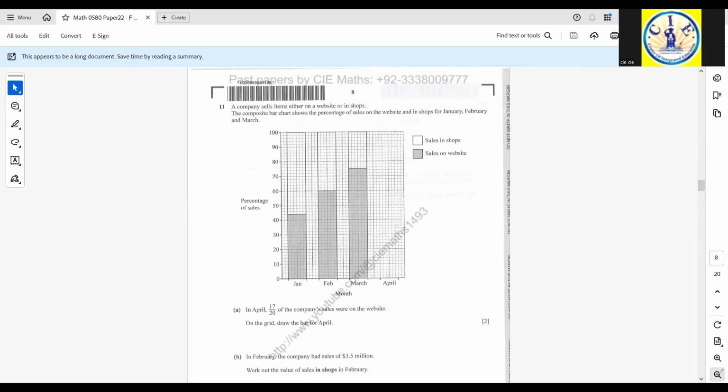Question number 11. A company sells items either on a website or in shops. The composite bar chart shows the percentage of sales on the website and in shops for January, February, and March. The percentage of sales is given on the y-axis and the months on the x-axis: Jan, Feb, March, April. In April, 17 by 20 of the company's sales were on the website. On the grid, draw the bar for April.